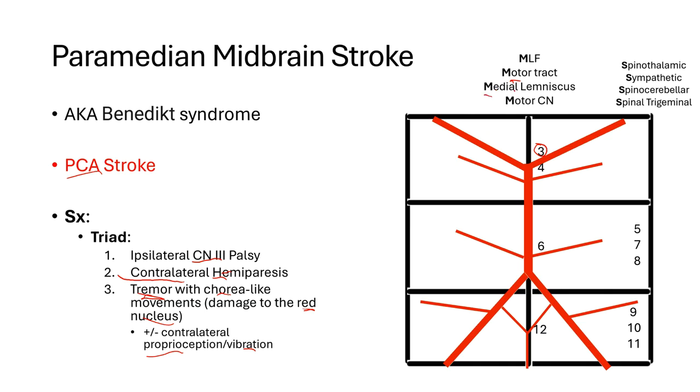Thus, Benedikt syndrome is very high yield to know for the exam because it presents very uniquely compared to the other medial strokes. And the reason being is because the PCA supplies such a large and vast territory of the posterior circulation because it is such a large artery. Thus, it can damage other structures such as the red nucleus here.